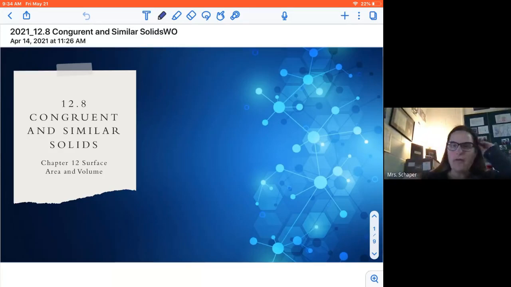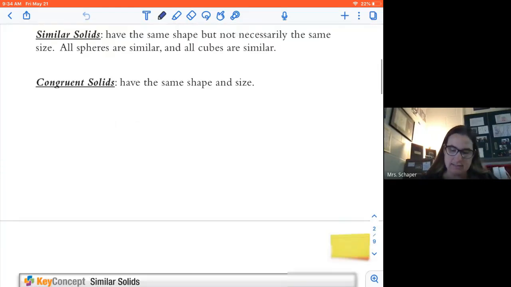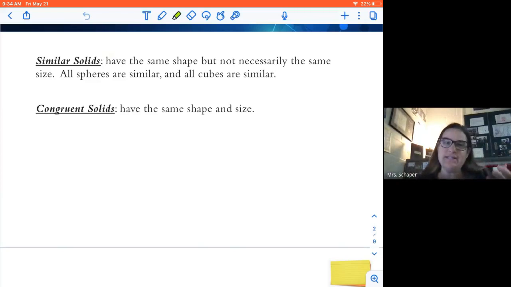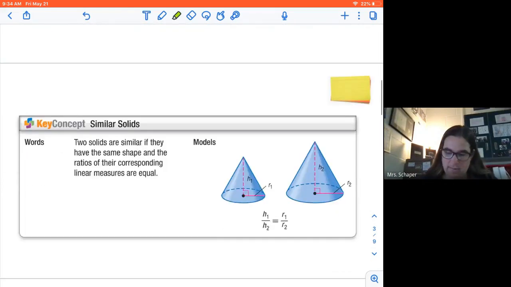Lesson 12-8, congruent and similar solids. We know what the idea of similar means, but similar solids have the same shape, but not necessarily the same size. All spheres are similar and all cubes are similar. Congruent solids have the same shape and size. So, building on our knowledge of similar and congruent, okay?